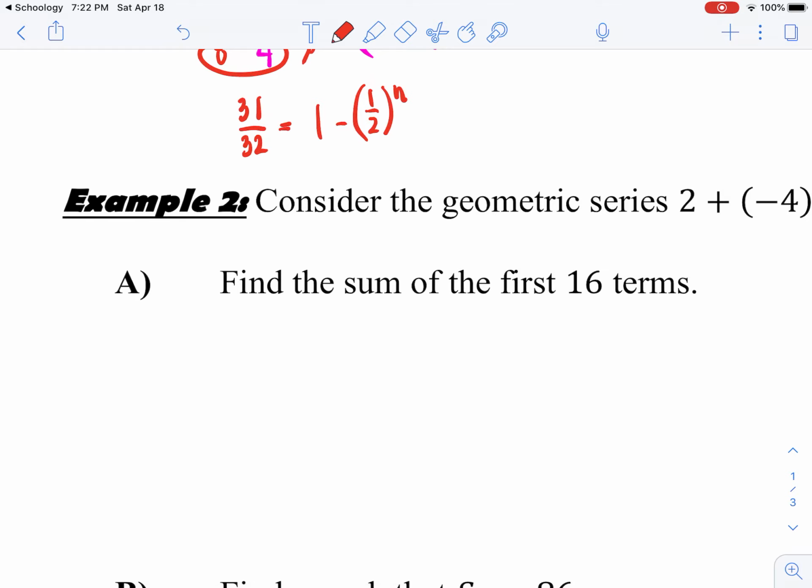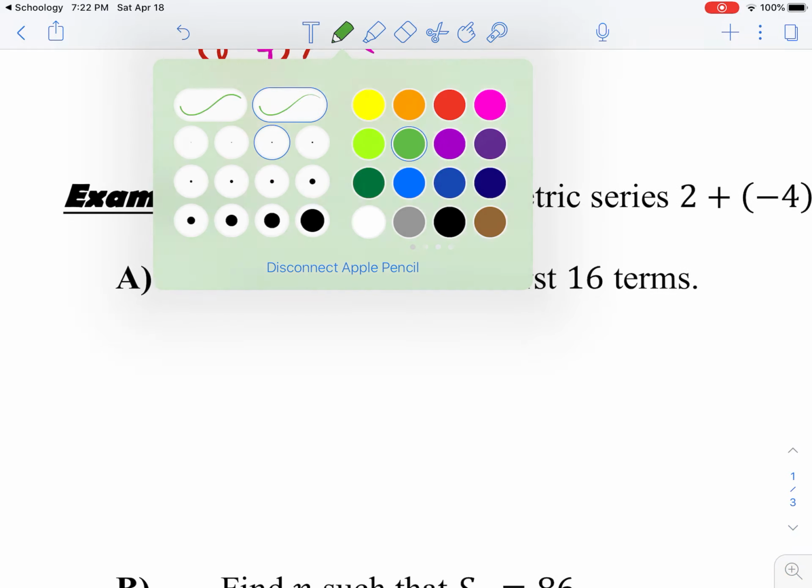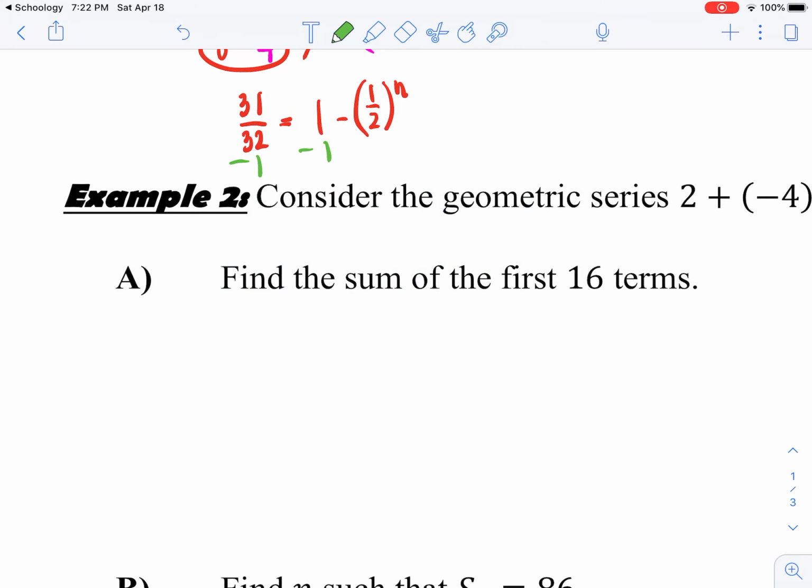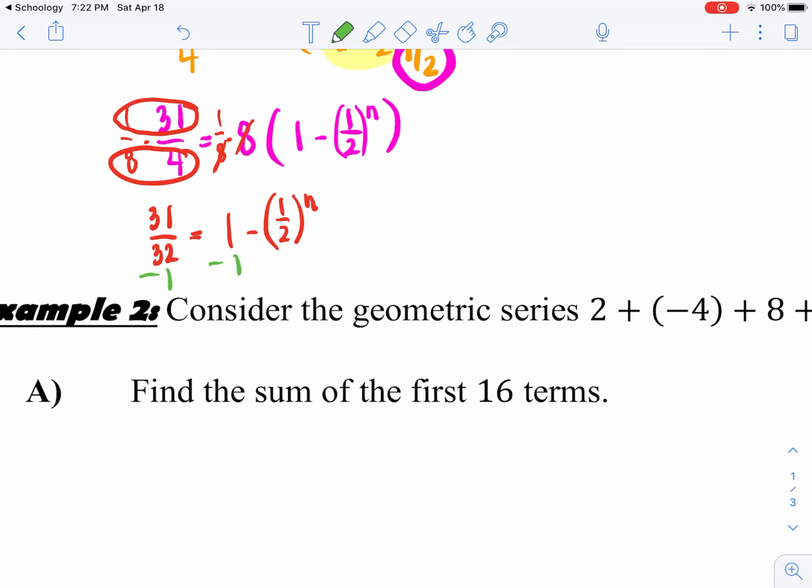All right, now I need to get rid of that 1, so I'm going to subtract 1 from both sides. Now I have 31 over 32 minus 1. My answer is negative. So now I'm going to do 1 minus 31 over 32, which is 1 over 32, equals negative 1/2 to the nth power. Now I can get rid of this negative by dividing both sides by -1. It becomes a positive 1 over 32 equals 1 over 2 to the nth power.